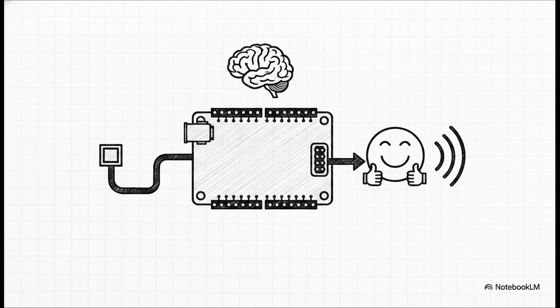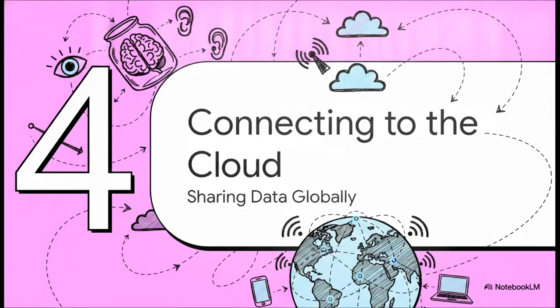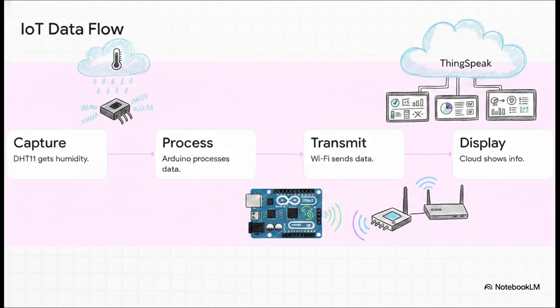The Arduino gathers the raw feeling from this sensor and turns it into readable intelligence. Section 4, connecting to the cloud. Okay. We have our senses wired up, and we have our Arduino brain processing the data. But a brain stuck on a desk doesn't do much good. How does this hardware communicate its findings to the rest of the world? Let's look at how this data flows.